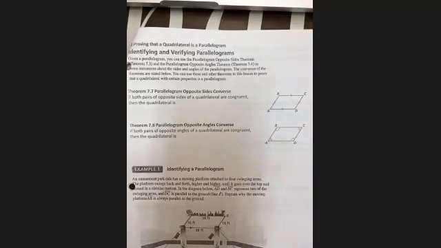Okay, lesson 7.3 is proving that a quadrilateral is a parallelogram. So it says identifying and verifying parallelograms. Given a parallelogram, you can use the parallel opposite sides theorem, which is theorem 7.3, and the parallelogram opposite angles theorem, which is theorem 7.4, to prove statements about the sides and angles of the parallelogram.